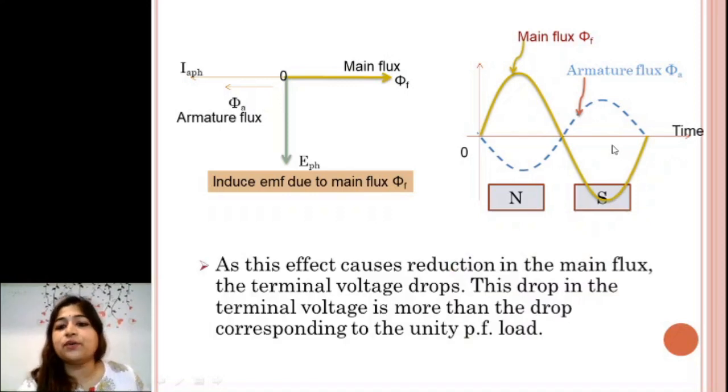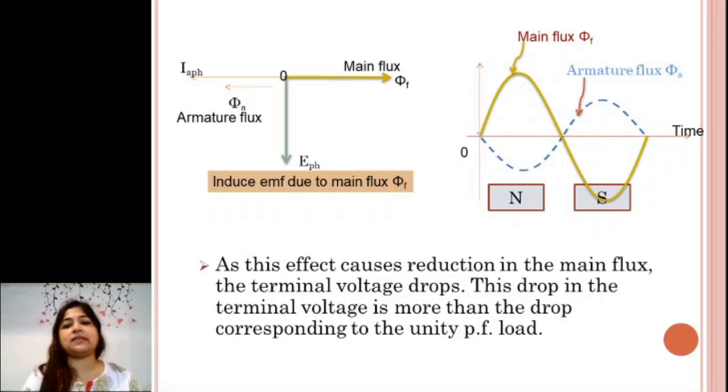So what we can conclude out of it, as an effect there is an overall reduction in the main flux because it is directly opposing the main flux. So there is reduction in the main flux and hence terminal voltage drop. Now this drop in the terminal voltage is more than the drop corresponding to unity power factor. The terminal voltage will be reduced because of this effect of armature reaction for inductive load, right?